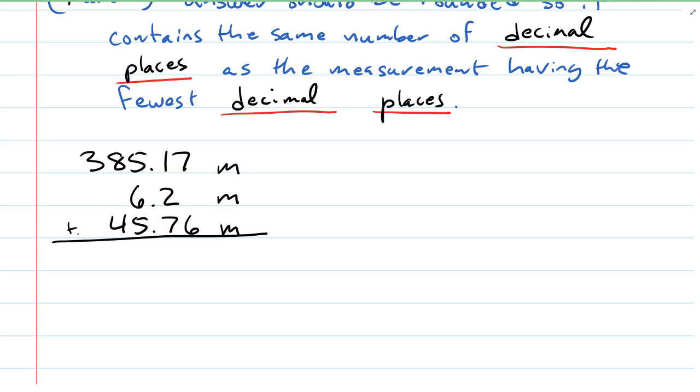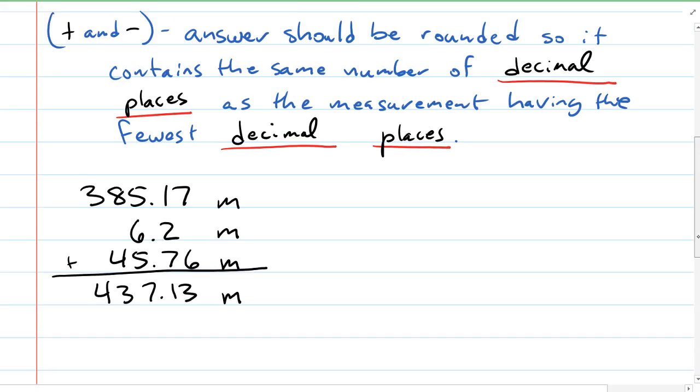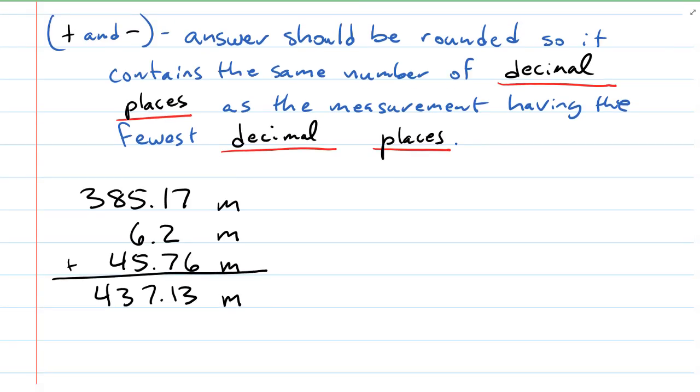Summing these together, my calculator is showing 437.7613. The label on this is going to be meters. Now, from here, we go ahead and apply our rules.